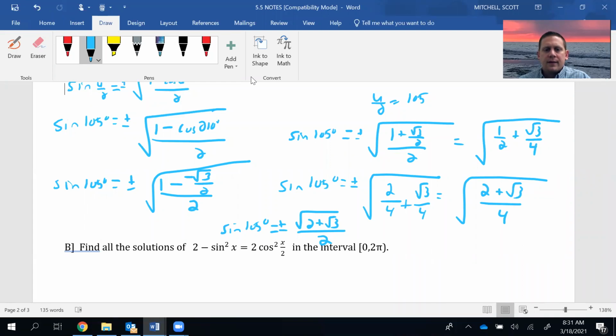And then last thing that I always like to do is I have to figure out whether it's positive or negative. It's not going to be both. We keep the plus or minus. You could figure that out right now at the very beginning, or you could do it at the end. It doesn't matter. Where is 105 at? It's in the second quadrant. So where is sine positive or negative in the second quadrant? It's positive. So my answer is positive.